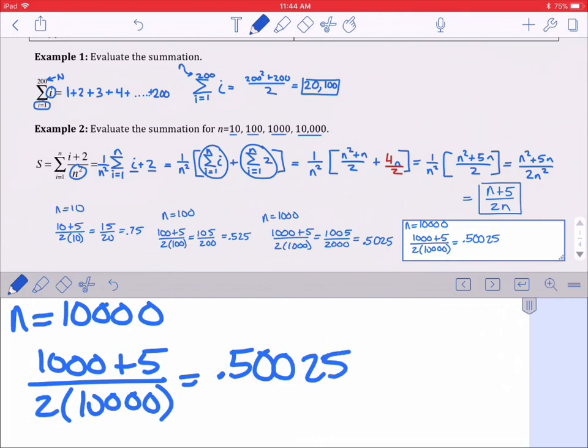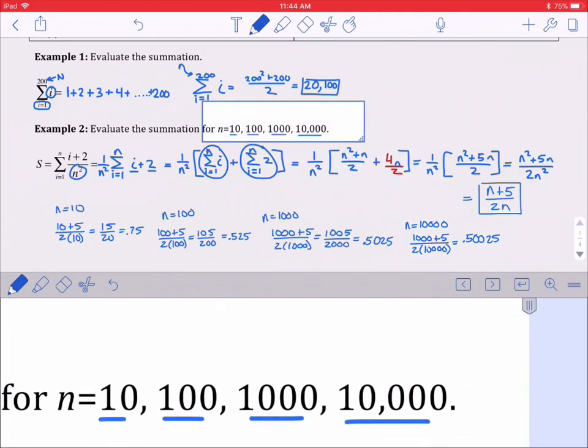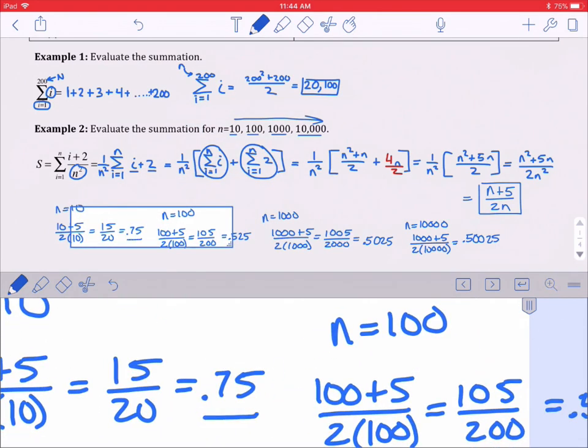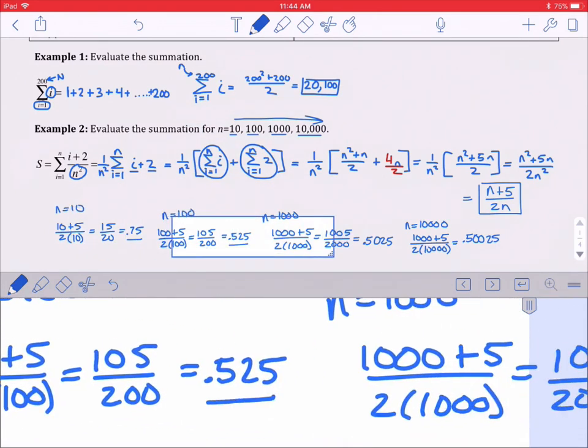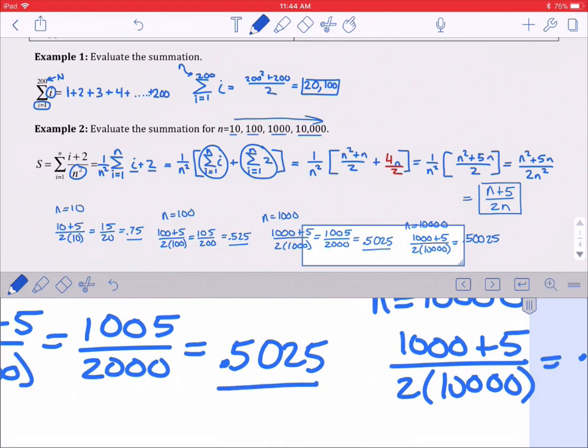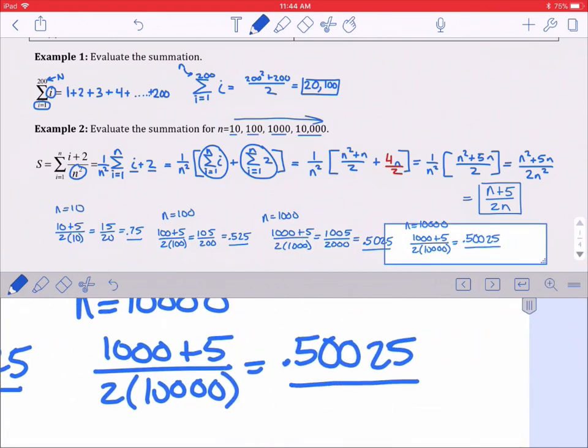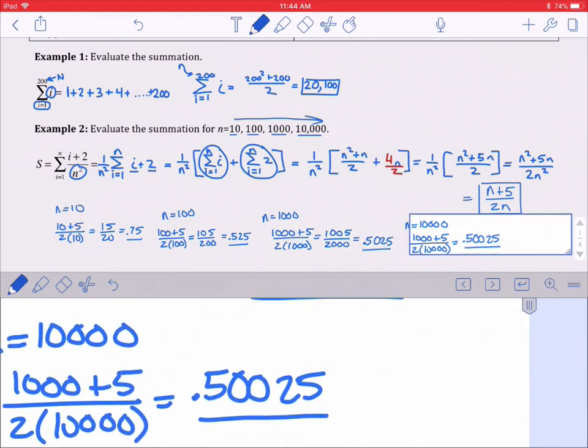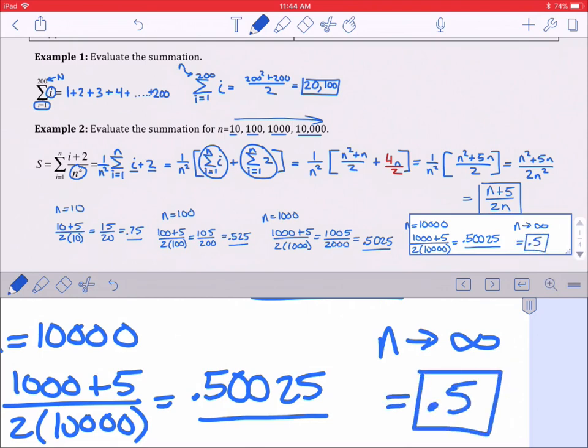0.50025. Now what we're trying to show here is that as n increases, what is happening to that summation? So 0.75, 0.525, 0.5025, and 0.50025. Well, the idea then is as n gets closer to infinity, your sum is actually getting closer to 0.5. We can see that numerically there.